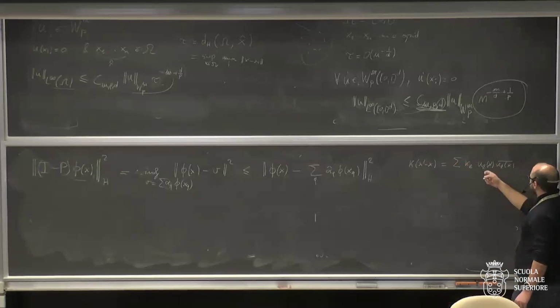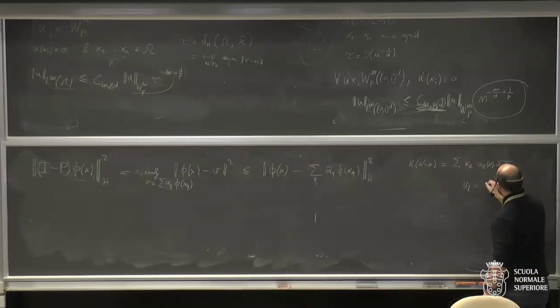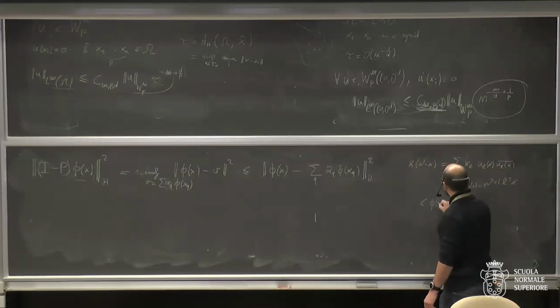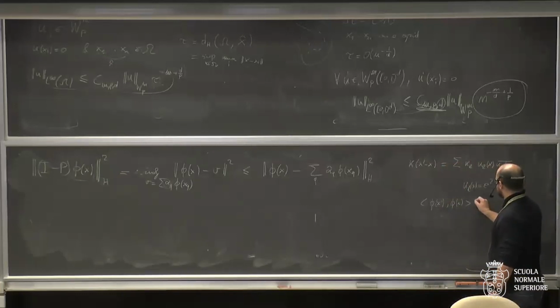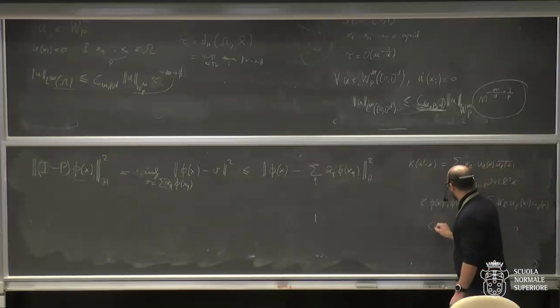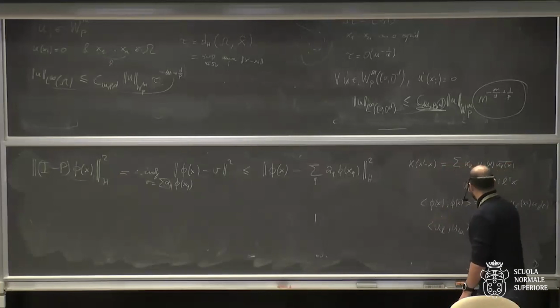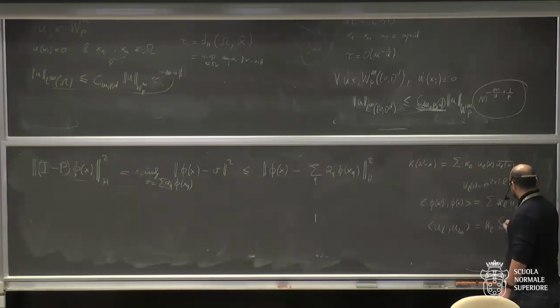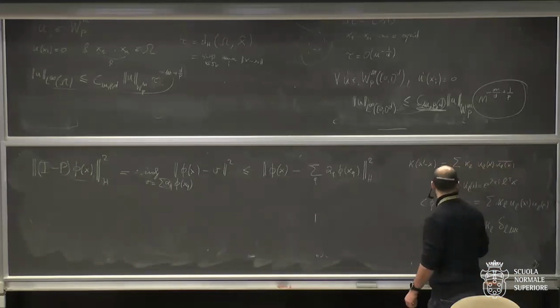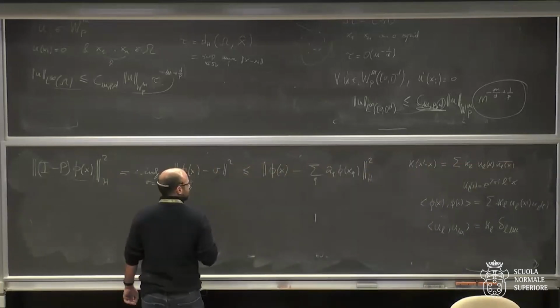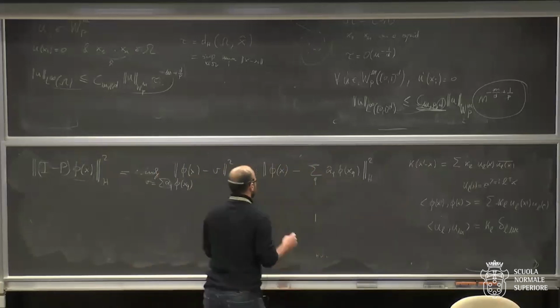Okay, so where UL is, and you know also that phi of x prime, phi of x must be equal to your kernel. So in particular, what you have is that the inner product of UL and UM is equal to KL delta LM. Just use the definition of the inner product with respect to the Fourier transform that we had before.